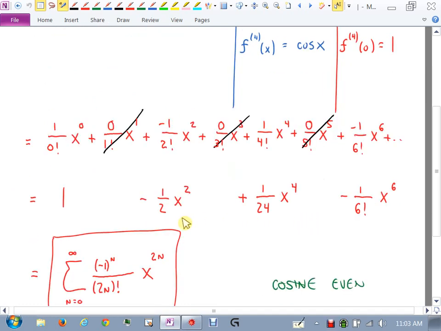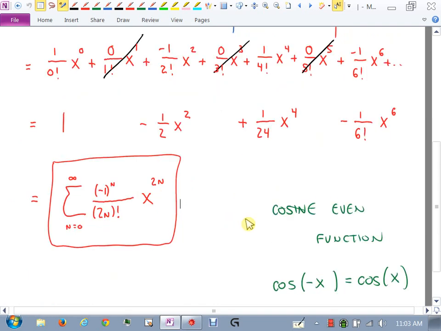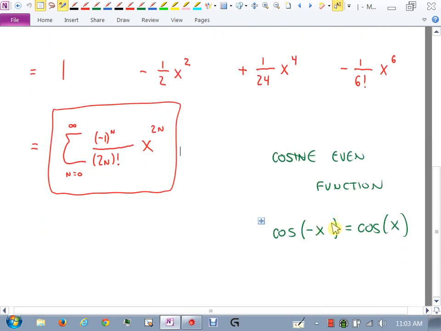And what we determined was that every term that we have for cosine is an even power of x. And so I was telling you how that's why we call cosine an even function. Do you remember that a little bit? And what did it mean to be even? And this is what we came up with right there.